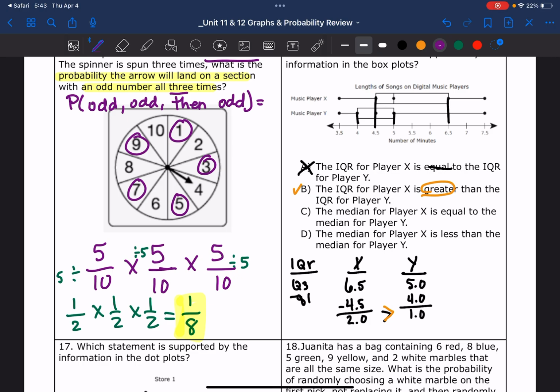Median for player X is at 5. Now Y is going to be at 4.5, and it says that they are equal. They are not equal. The median for player X is less. That is also not true. 5 is greater than 4.5. All right. Let's continue.